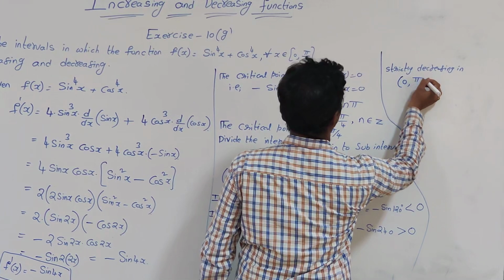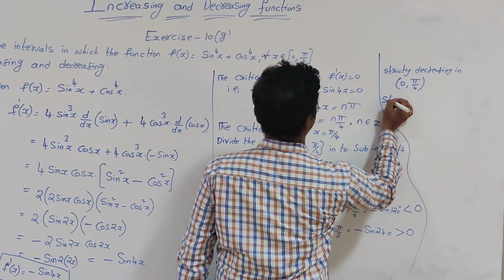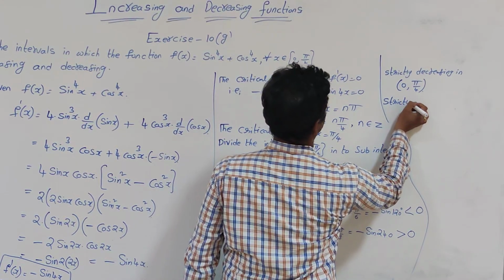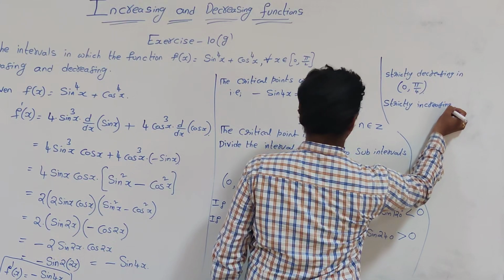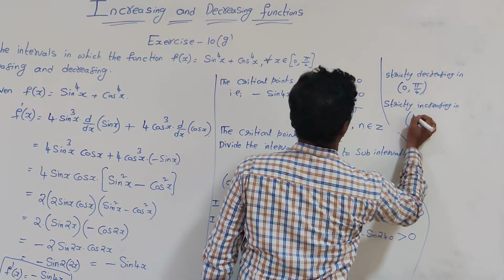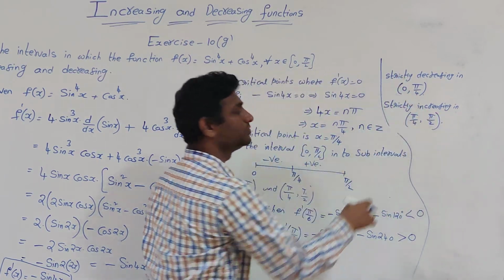0 comma pi by 4 and strictly increasing in pi by 4 comma pi by 2. So this is our conclusion.